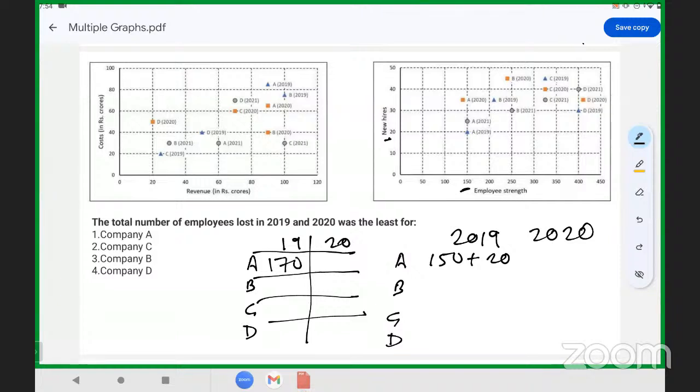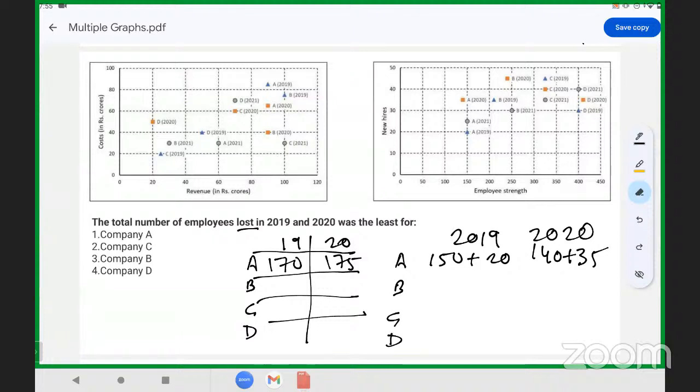In 2020, how much did we have? We had approximately 140, I guess. And the joining was how much? 35. Okay, so we had 140 plus 35, we had 175. So the employees lost was least. So A can't be the option because we have gained certain employees. We have gained employee count by 5 in A. So let's move on to the next.